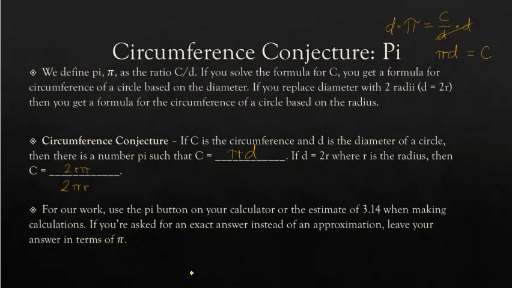For our work in this class, use the pi button on your calculator if you have one, or the estimate of 3.14 when you're making calculations. If you're ever asked for an exact answer instead of an approximation, then you should leave your answer in terms of pi. Let's use some examples and see what I mean.